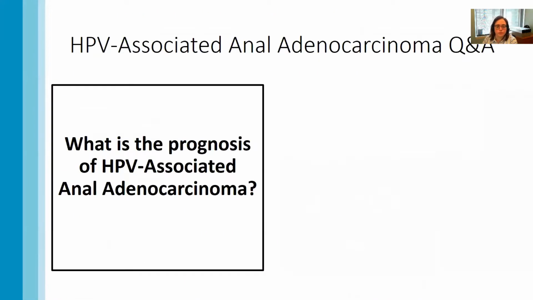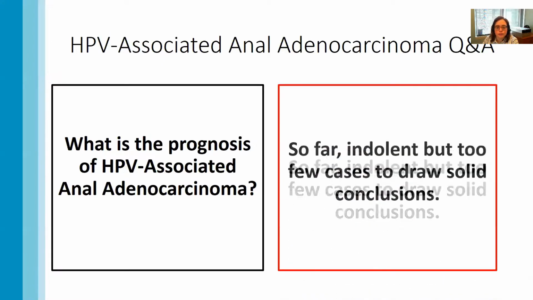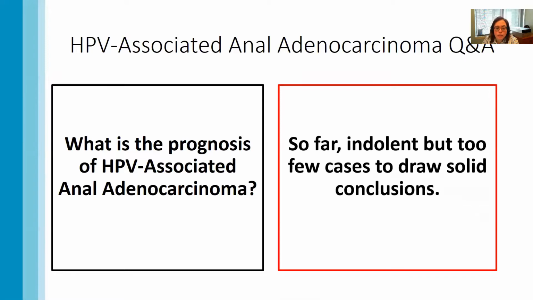Now, what is the prognosis of HPV-associated anal carcinoma? So far, they have been indolent, but there are too few cases to draw solid conclusions. In our paper, we did not see any patients with metastatic disease, only one patient with recurrence after, I think, 6 years. Since then, I have seen one patient with metastatic disease to the lymph nodes, and a colleague sent me a case from out of the country of a patient with this type of tumor metastatic to the lungs, so they can certainly metastasize.